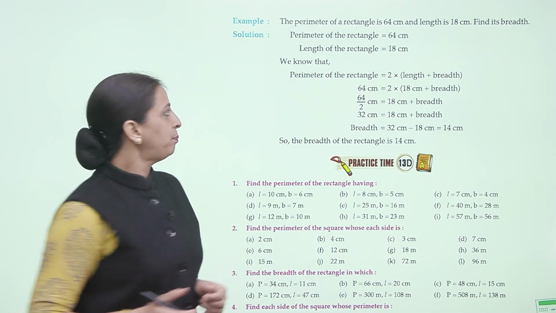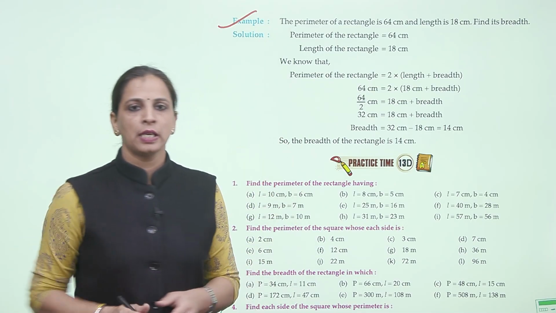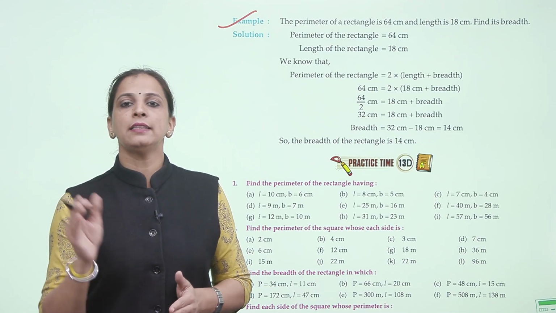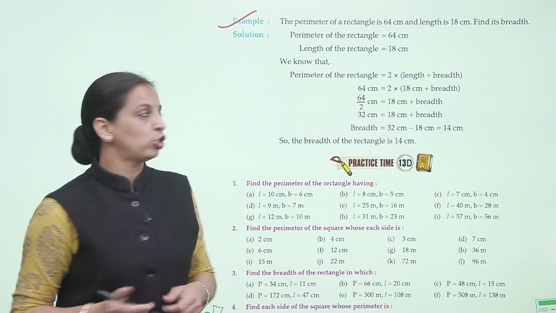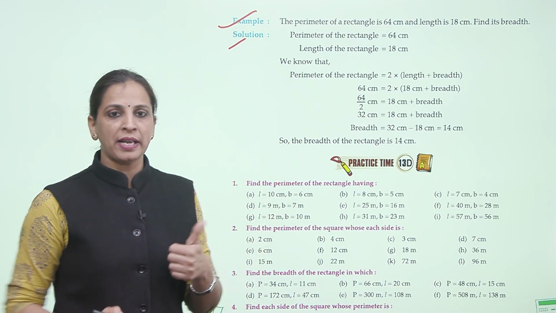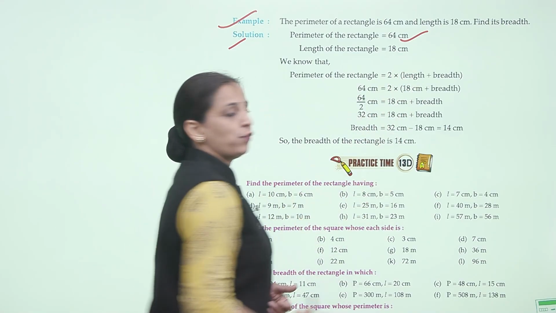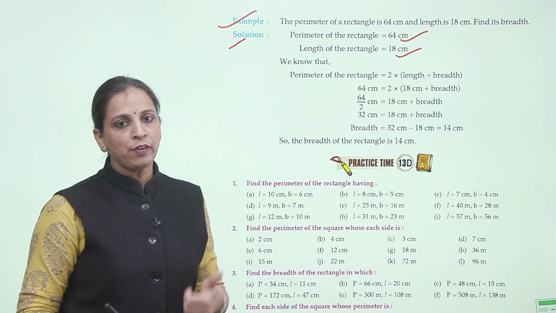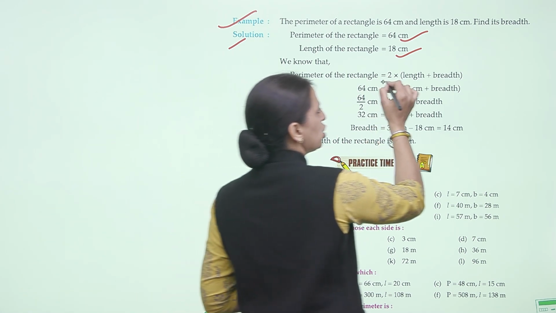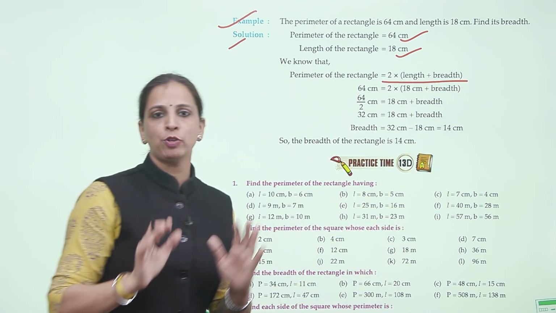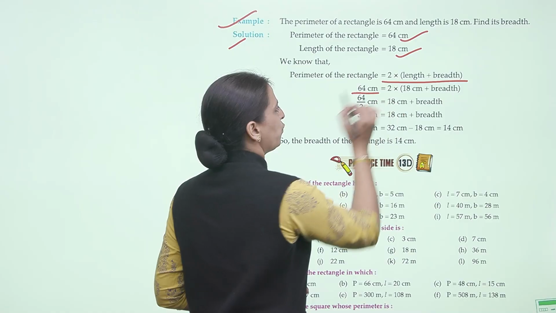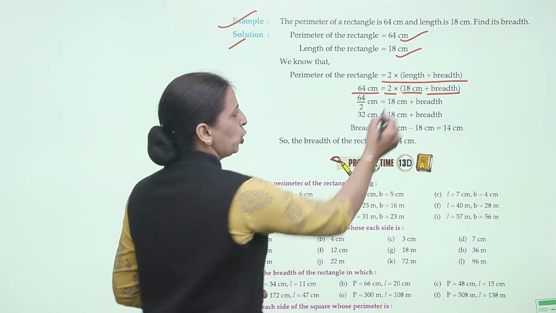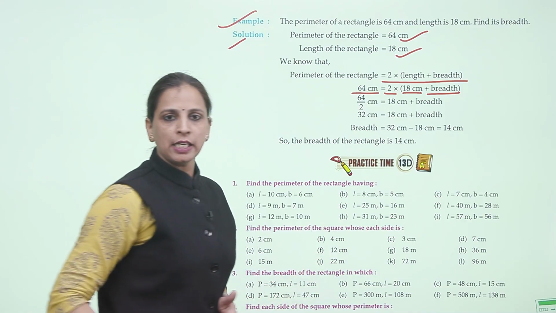Now, next example. The perimeter of a rectangle is 64 cm and length is 18 cm. Find its breadth. Solution करते हैं. हमें क्या given है? Perimeter given है, that is 64 cm. Length given है, that is 18 cm. And we know that perimeter of the rectangle is 2 into length plus breadth. अब जो जो given है उसकी value रख देंगे. Perimeter है 64 cm, 2 into length है 18 plus breadth. Now 2 इधर मल्टीप्लाई हो रहा है, अपोजिट साइड जाके डिवाइड हो जाएगा.